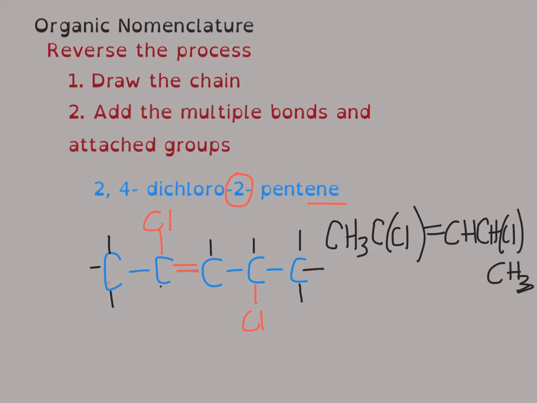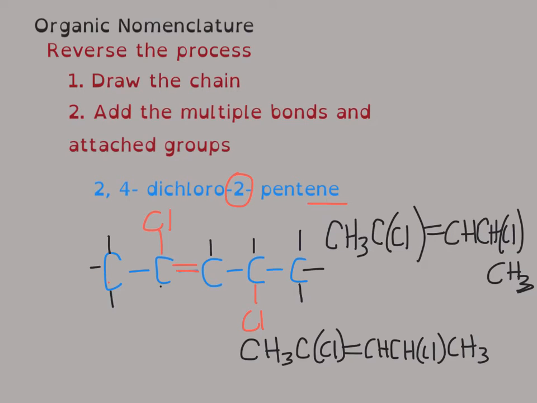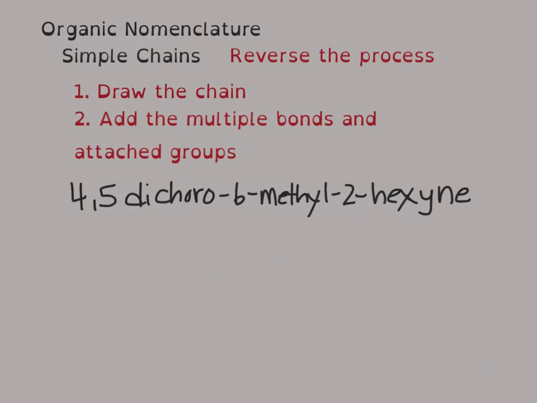So if I were to write that again down here, much neater, CH3, C, Cl, double bond, CH, then my CH with my Cl branched and my CH3. So that is 2,4-dichloropentene. Here's another example, giving you the name and asking you to draw the structure.